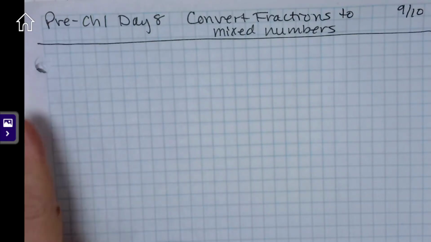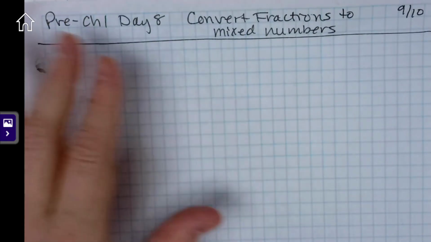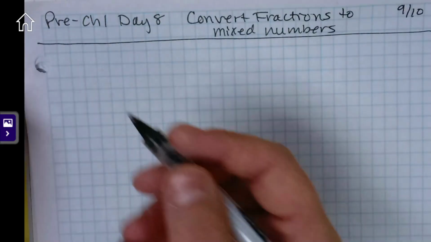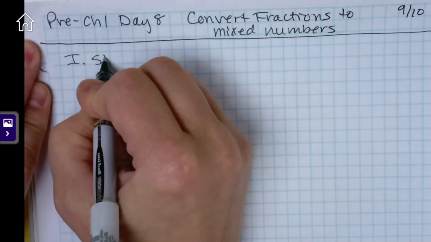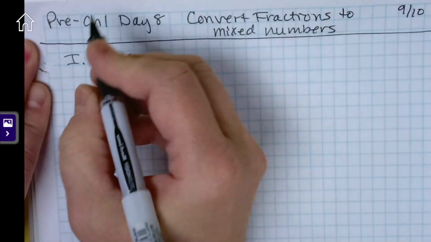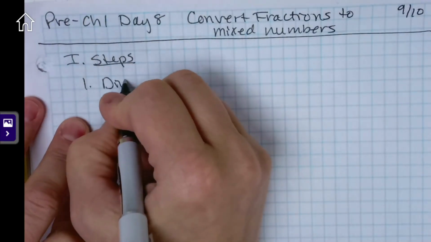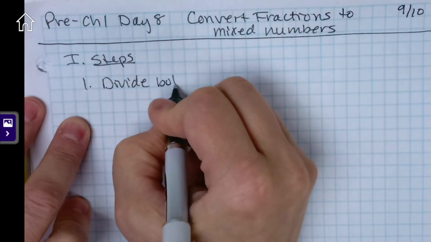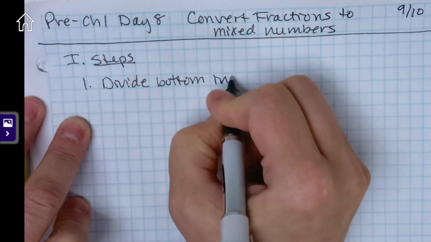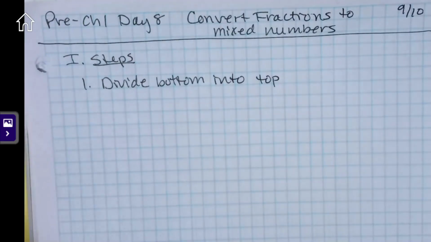That's better. Okay, so this is pre-chapter 1, day 8, convert fractions to mixed numbers. Okay, so Roman numeral 1, we're going to do the steps. Step 1, divide the bottom into the top.